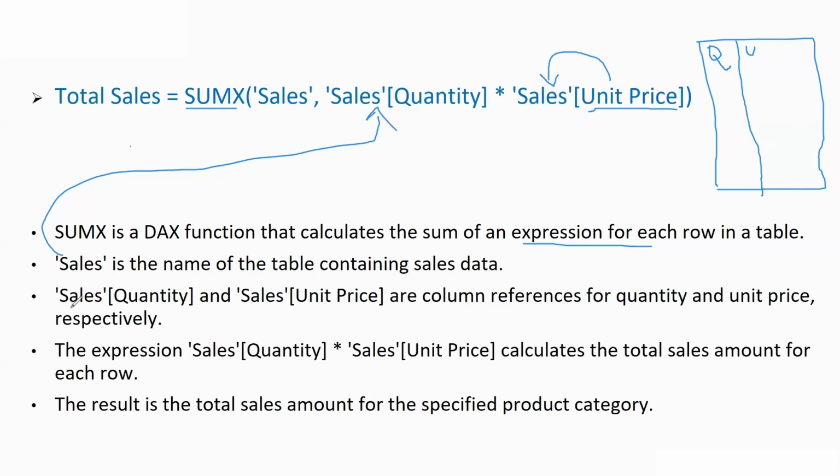Here you can see Sales[Quantity] and Sales[Unit Price] are the column references for quantity and unit price respectively. The expression Sales[Quantity] times Sales[Unit Price] calculates the total sales amount for each row, because whenever you multiply the quantity with the unit price, it gives you the total sales amount. Then the result is the total sales amount for a specified product category. That means whatever result comes here would be stored in Total Sales. You can provide any name here, but since we are calculating the multiplication of quantity and unit price, that's why we have named it Total Sales.